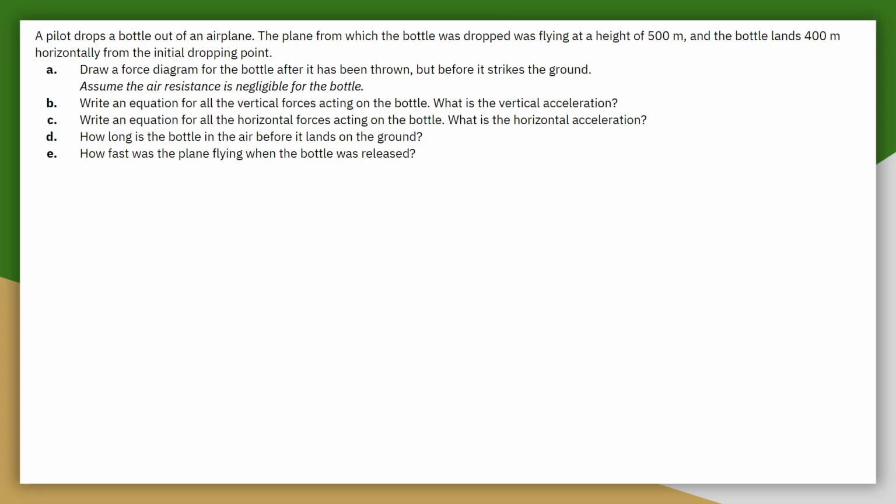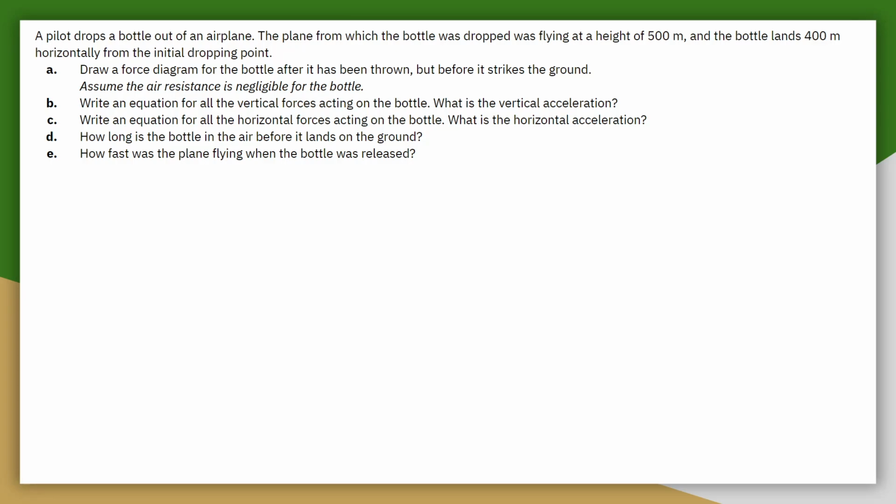Part A. Draw a force diagram for the bottle after it has been thrown, but before it strikes the ground. Assume the air resistance is negligible for the bottle. B. Write an equation for all the vertical forces acting on the bottle. What is the vertical acceleration?